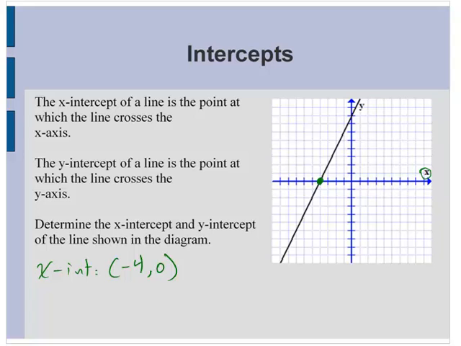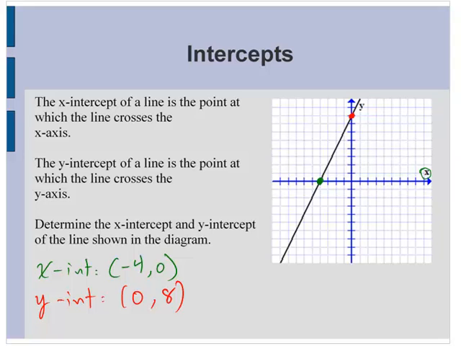The y-intercept. Remember the y-axis runs vertically, and so the y-intercept is this point. And again, assuming a scale of 1, we have 1, 2, 3, 4, 5, 6, 7, 8. The y-intercept of the line is the ordered pair 0, 8.